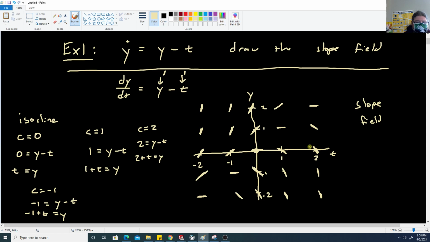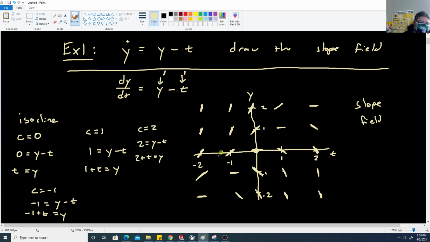And I could have gone through point by point and plugged in for t and y here and see what the slope was. But when you do that, you have to go through 1, 2, 3, 4, 5 by 5. So you'd have to plug in 25 different points. When you do it this way, like when c was 0, we got 5 points all at once instead of just 1 point.